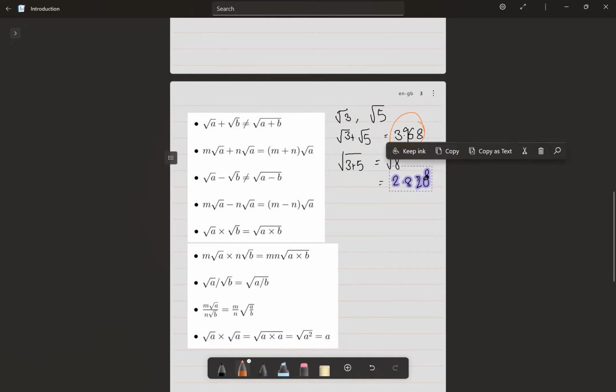Now 2.828 and 3.968, definitely these two are not the same numbers. So we can say that these two are not equal. This special symbol here means not equal to. You give an equal to sign and then you cross it out from the middle. It means it is not equal to, which means that you cannot add these two roots. For addition or multiplication of roots, the simple technique to remember is this.